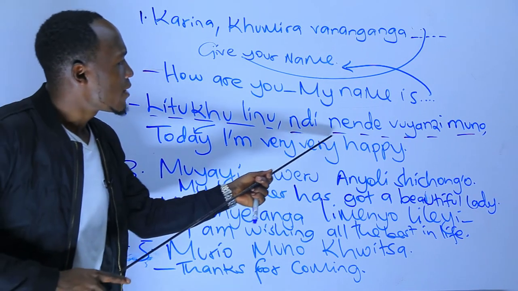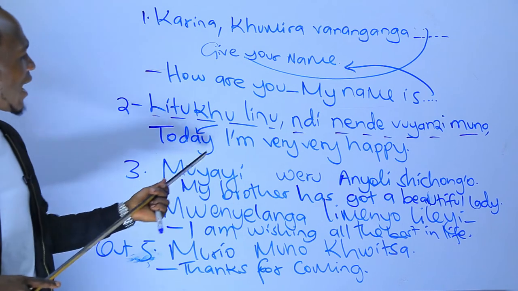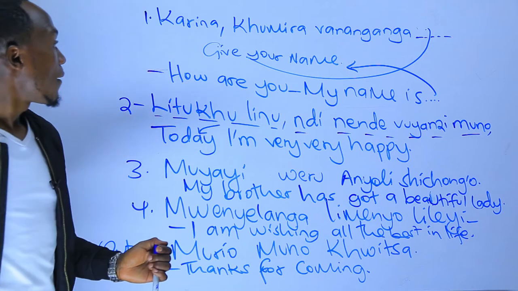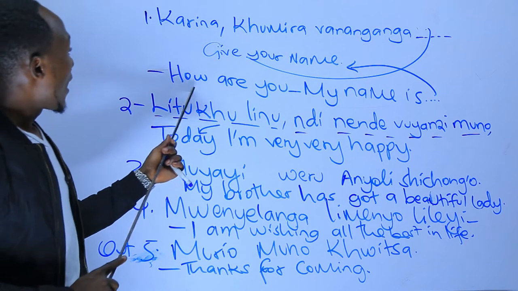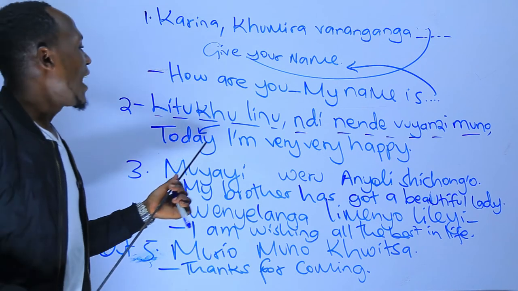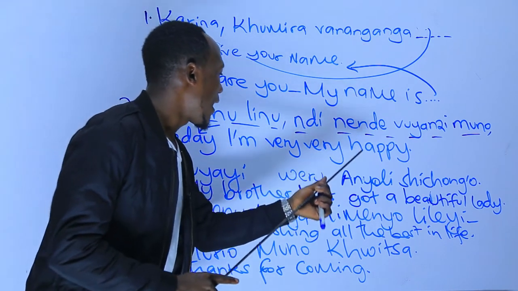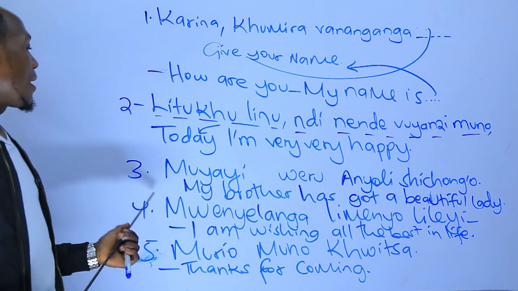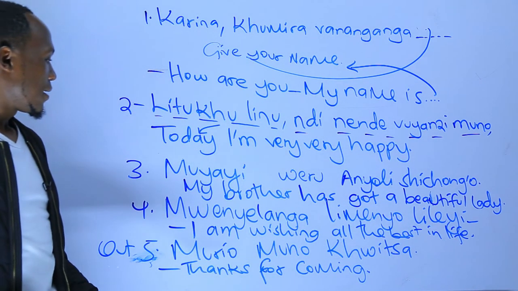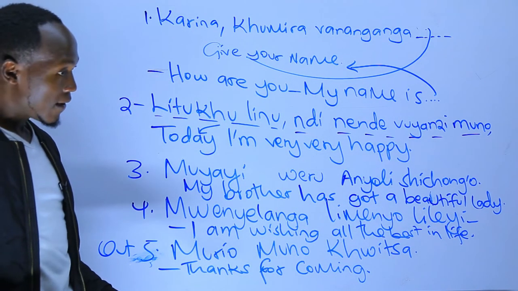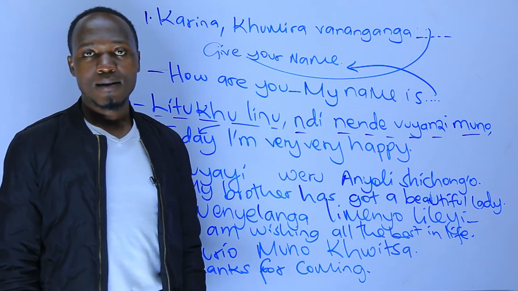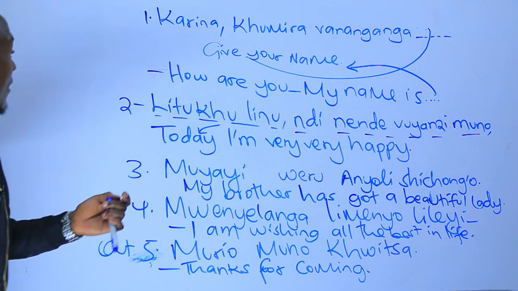Today I am very, very happy. So let's now use the English part only. So how are you? That's the greetings part. Today I am very, very happy. Why are you happy? My brother has got a beautiful lady. Then, after that, thank you for coming. That's all.